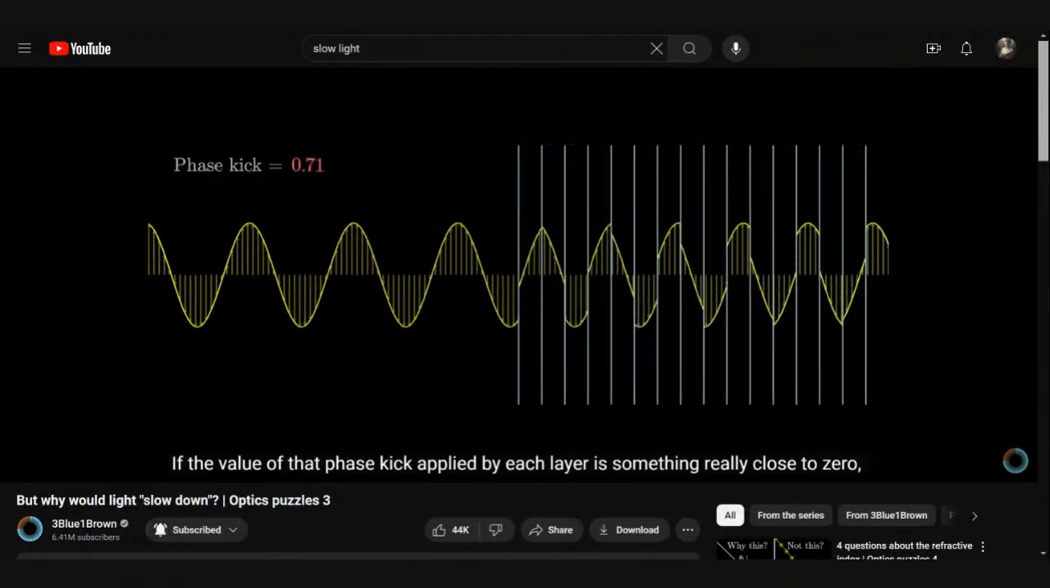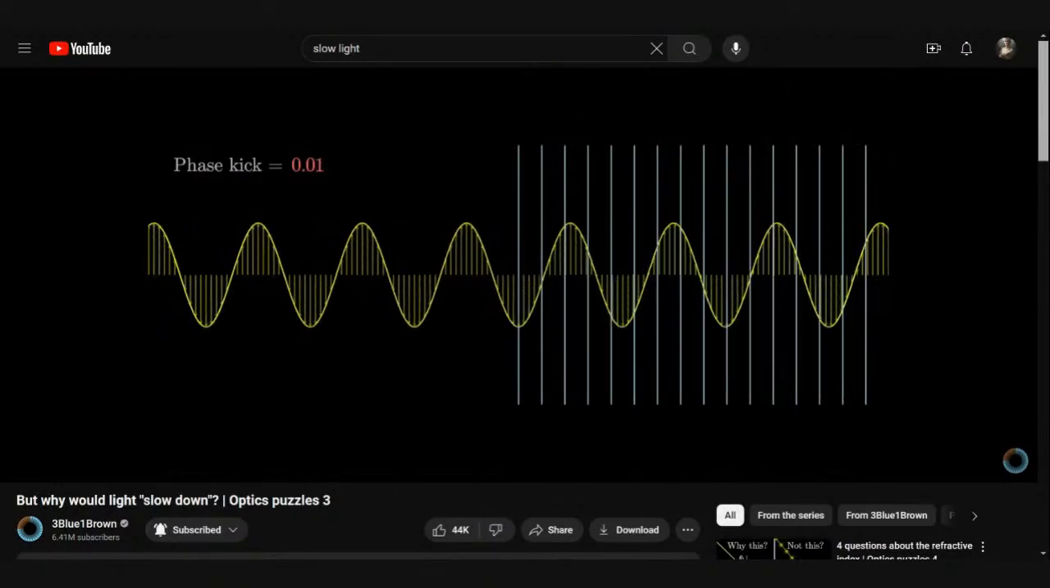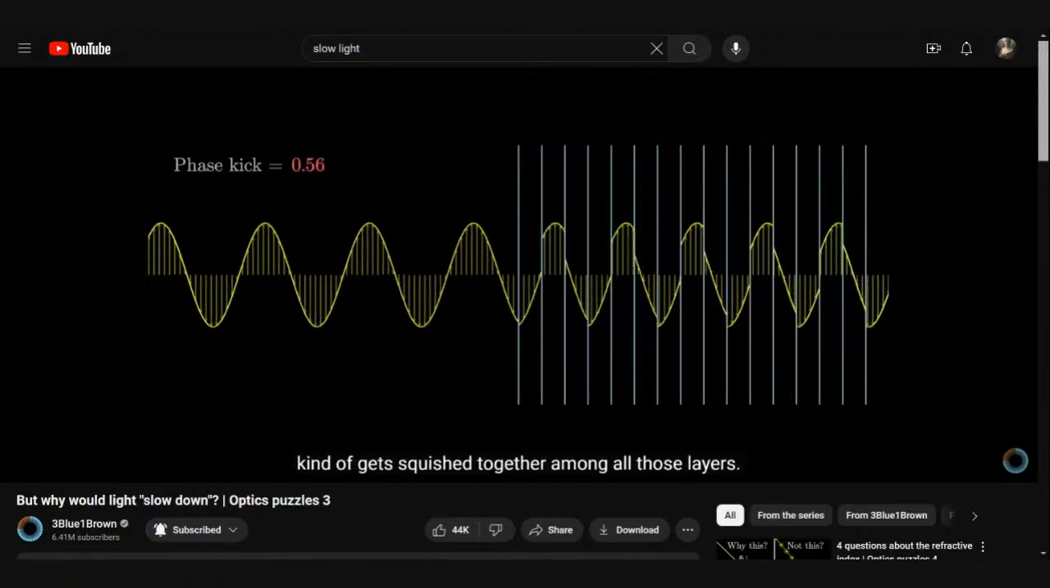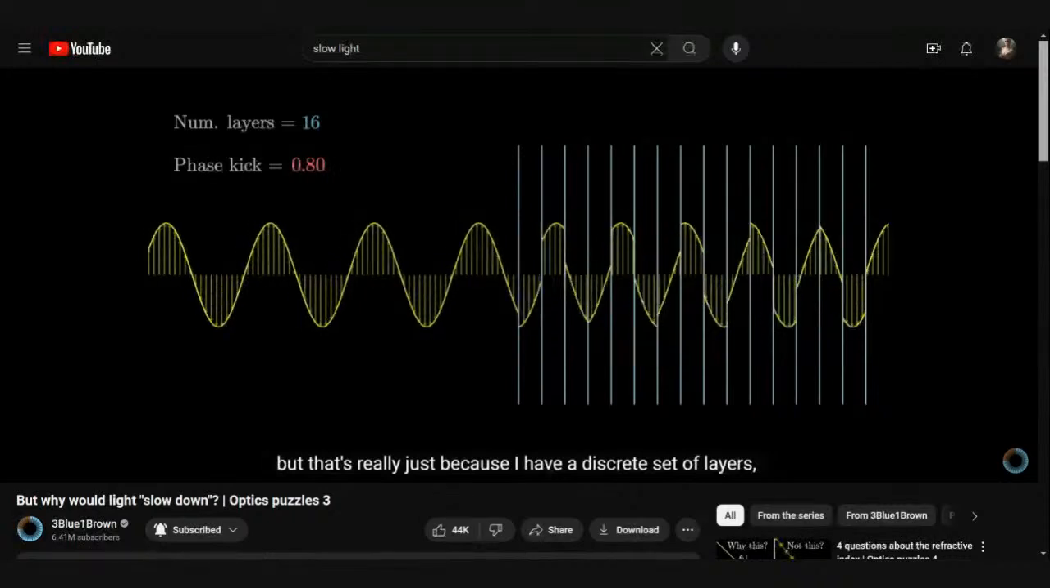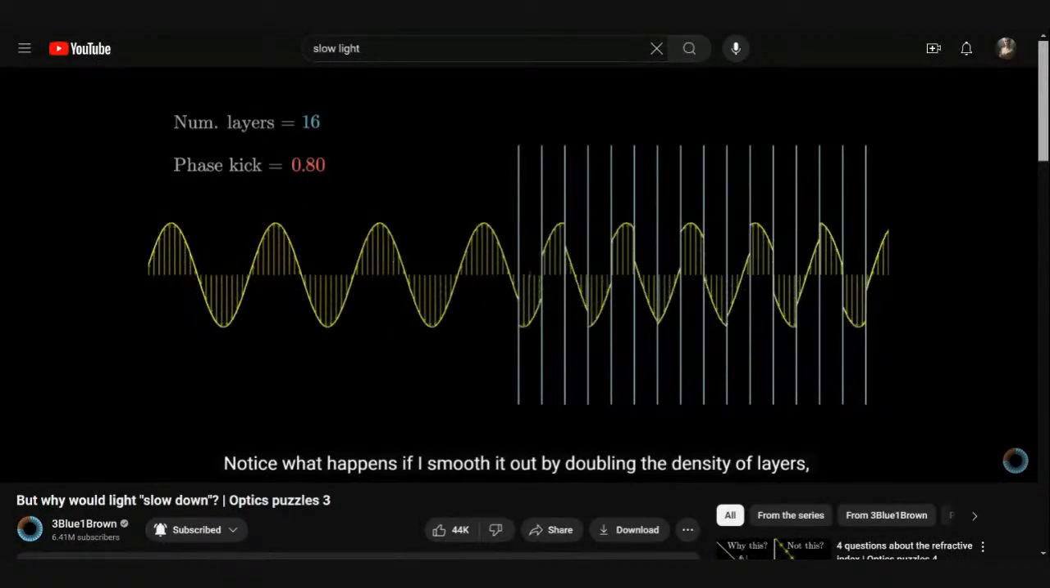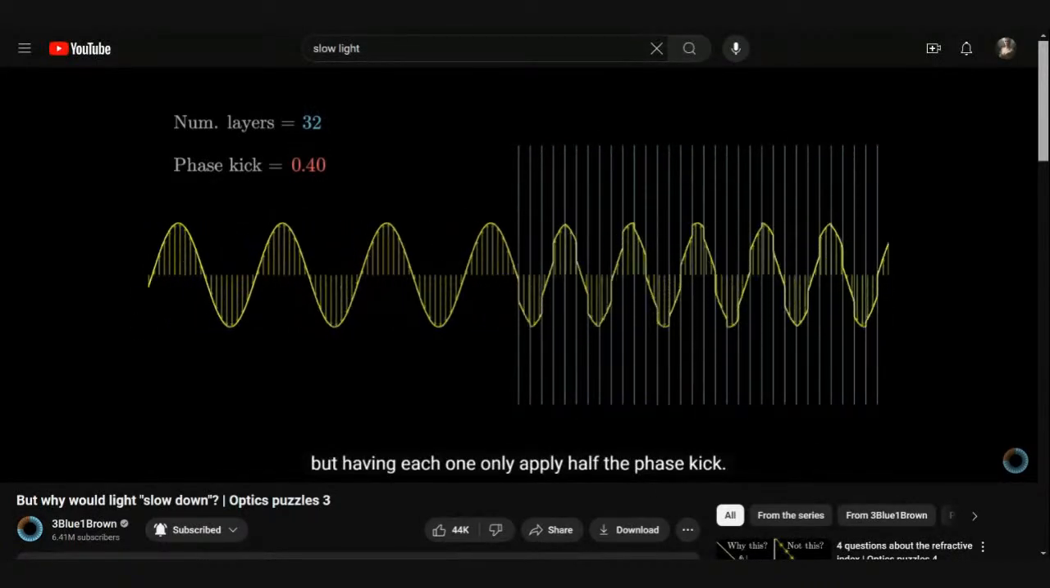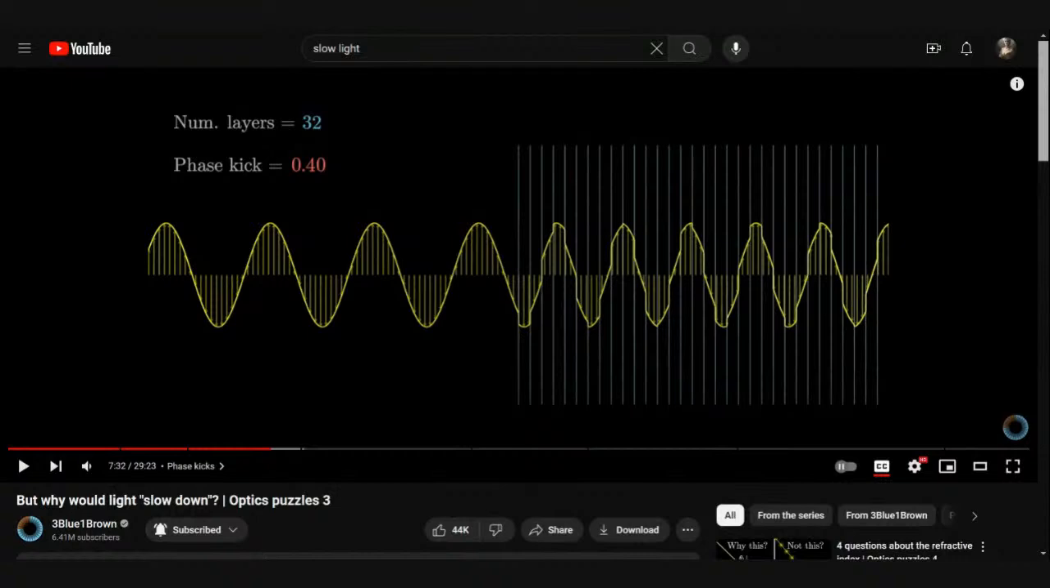If the value of that phase kick applied by each layer is something really close to zero, then the wave is hardly affected at all. But the larger that phase kick, the more the wave kind of gets squished together among all those layers. Admittedly, right here it looks all kaleidoscopic and weird, but that's really just because I have a discrete set of layers, each applying an unrealistically large kick. Notice what happens if I smooth it out by doubling the density of layers, but having each one only apply half the phase kick. Wow, that's great.